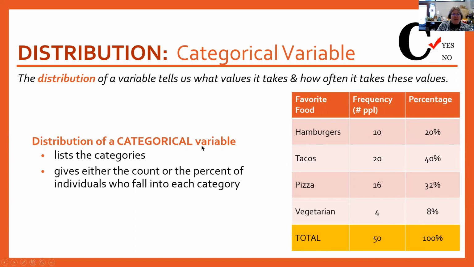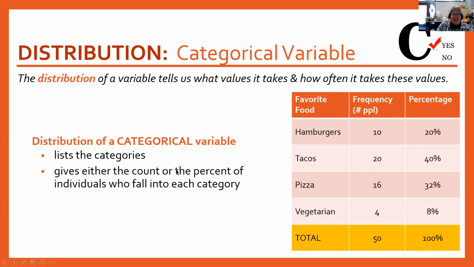And the distribution of a categorical variable, if you're asked to give that, you would want to list the categories that people were allowed to choose from. So here I just had the 4. And then you give either the count, so the number of people that selected that, or the percentage of people who selected that or fall into that category.